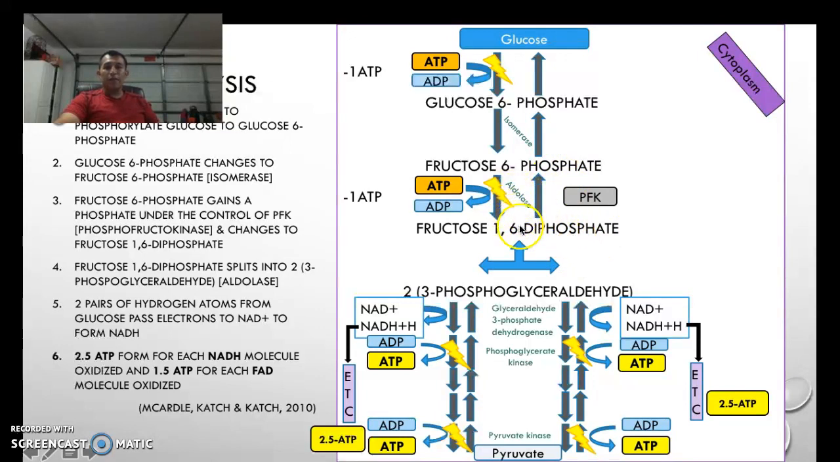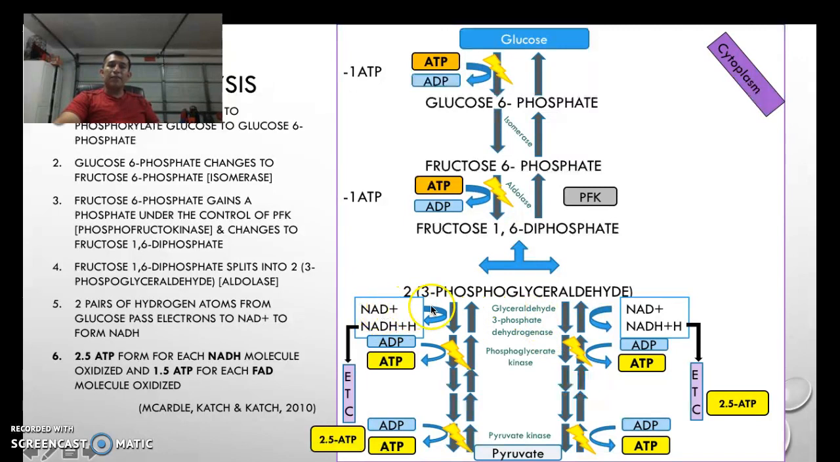Aldolase is the one here that helps us with this split of these two fructose 1,6-diphosphates into two 3-phosphoglyceraldehydes. So that's why we have two pathways here, that represent each one of these 3-phosphoglyceraldehydes.